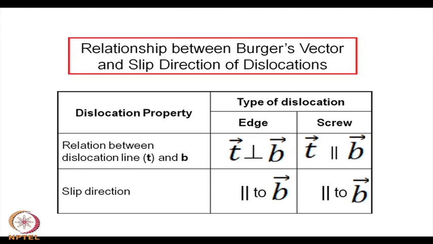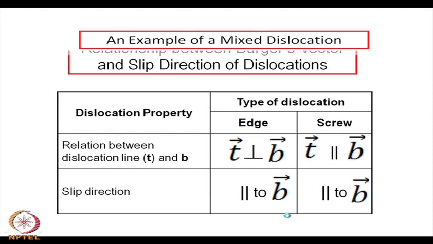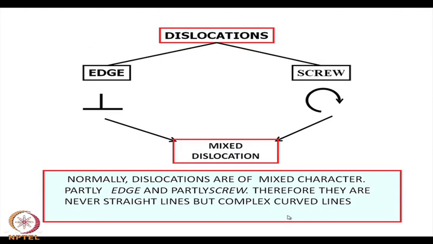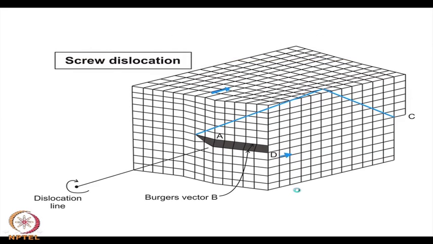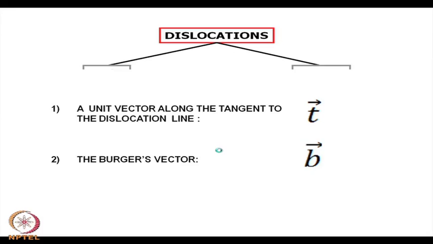It is basically an interatomic distance so far as the magnitude is concerned, but the direction can be different depending on the application of the stress, what kind of stress field is generated there. So, these are the two vectors which are important so far as the dislocation is concerned. So, there are edge dislocations and then there are screw dislocations.